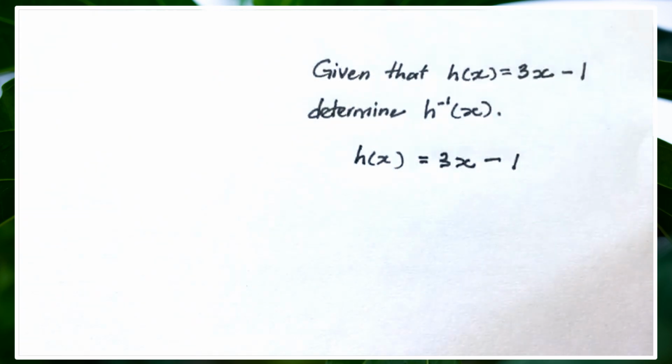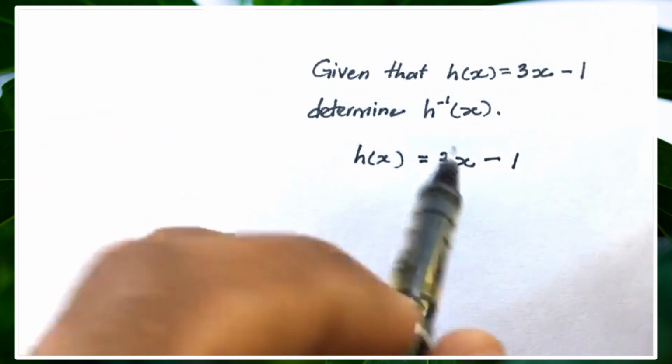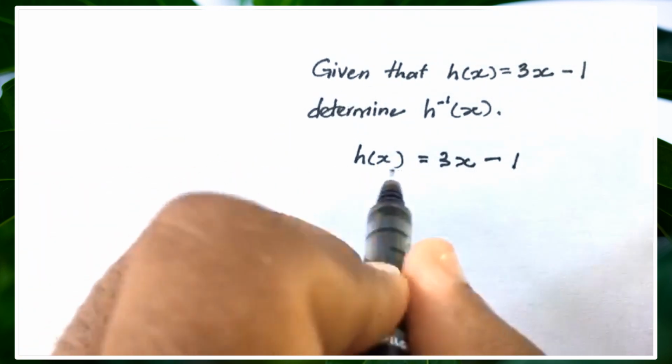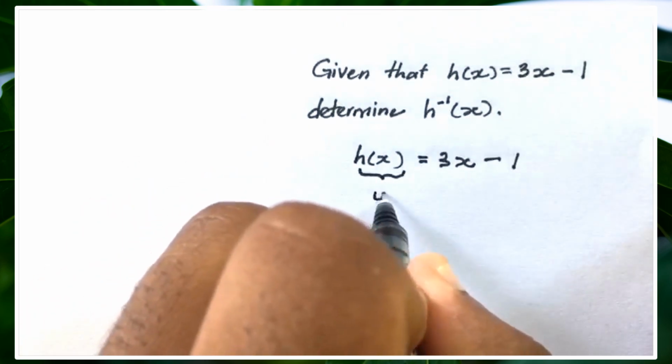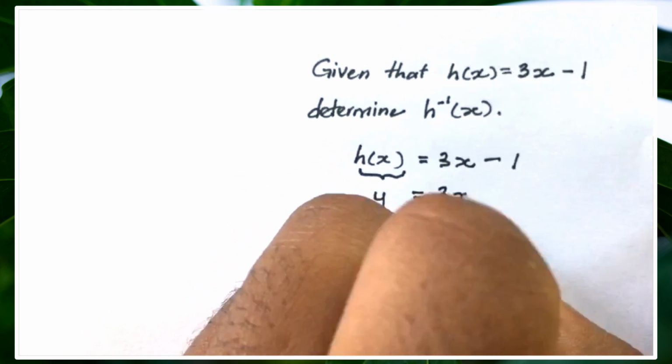The first thing that we'd like to do is to represent our inputs and our outputs as x and y. The input is x and the output is y. So we're going to change the function h of x to y. That's the first step. And keep everything else.